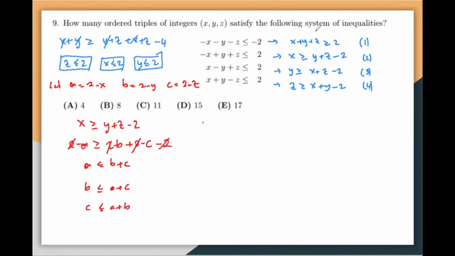So if I want to take maybe the first equation, because I used these three to get these ones, let's use the first one now. So x plus y plus z is larger than or equal to 2.